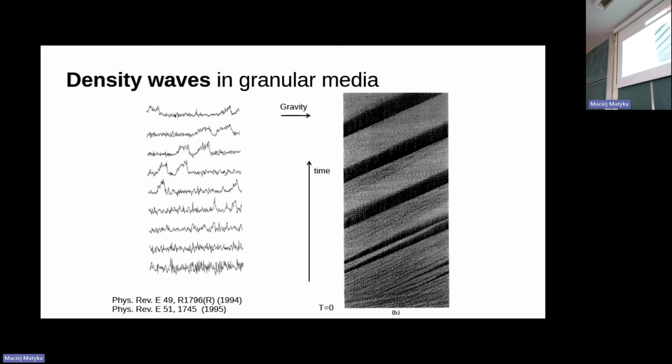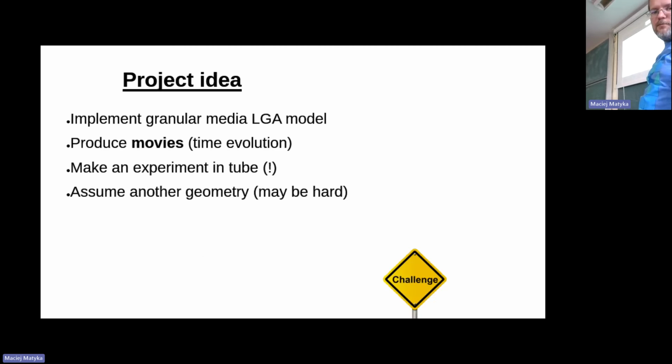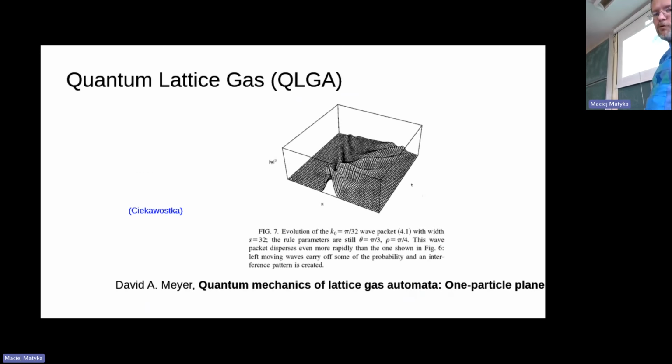Okay, that was another idea that I want to see: the time evolution of that, but not only in 1D, but also in a two-dimensional system. That is actually something that no one was trying, I don't know. And try to experiment this in a tube. So you have a tube that has some geometry, which would be more interesting, and then see those density waves.